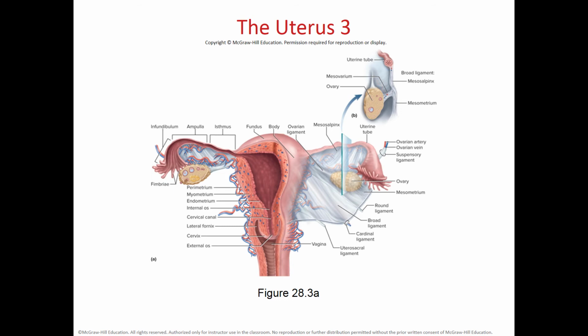So this is the anterior view of the uterus. This is the fundus, this is the body, and this is the cervix. This is the lumen, and then in here you have the internal os and the external os and the cervical canal between the two of them.